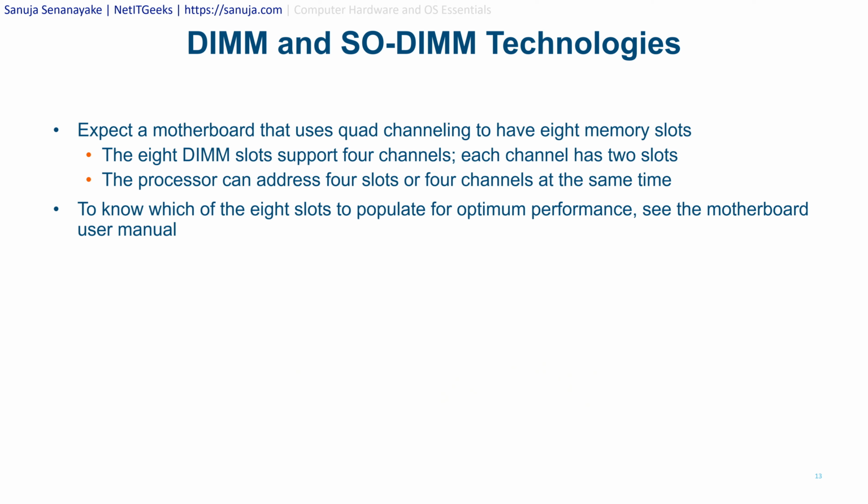So expect a motherboard that uses quad channeling to have 8 memory slots. The 8 DIMM slots support 4 channels, which means each channel has 2 slots. The processor can address 4 slots or 4 channels at the same time. That's what a motherboard with quad channel support would do. To know which of the 8 slots to populate for optimum performance, again, you have to refer to your motherboard manual or the motherboard indicators, such as the coloring or the letter coding of your DIMM slots.